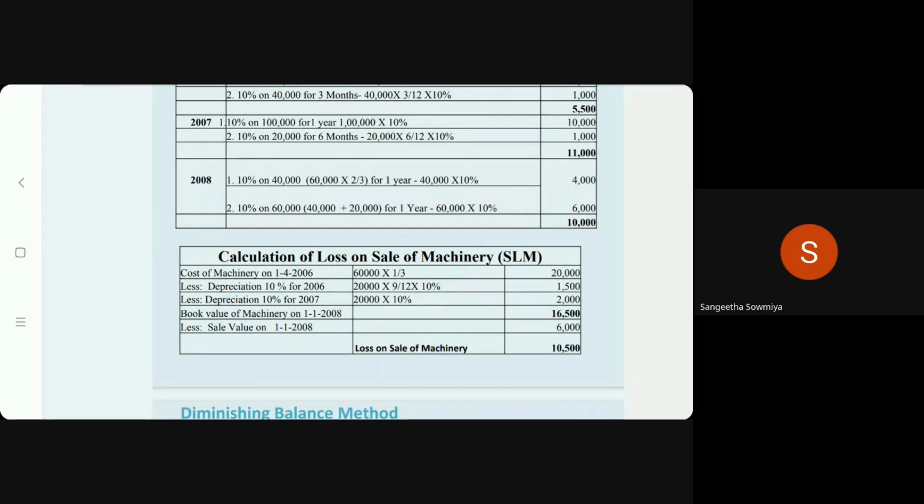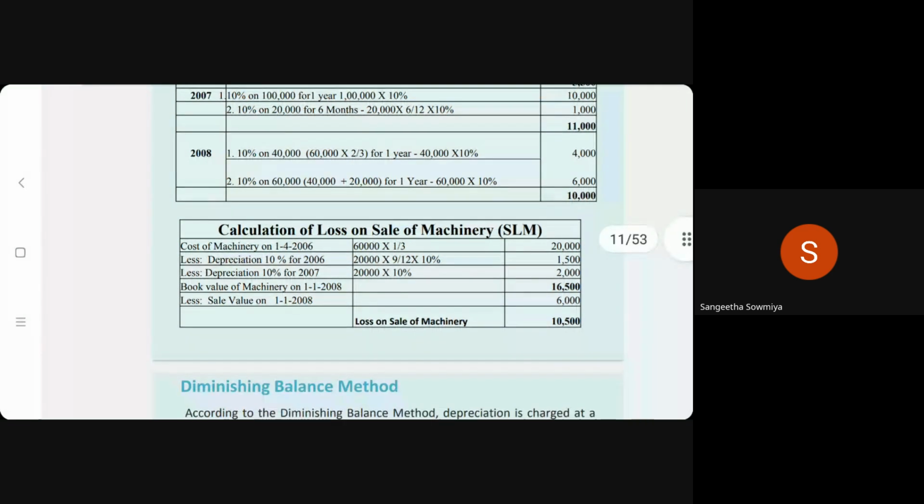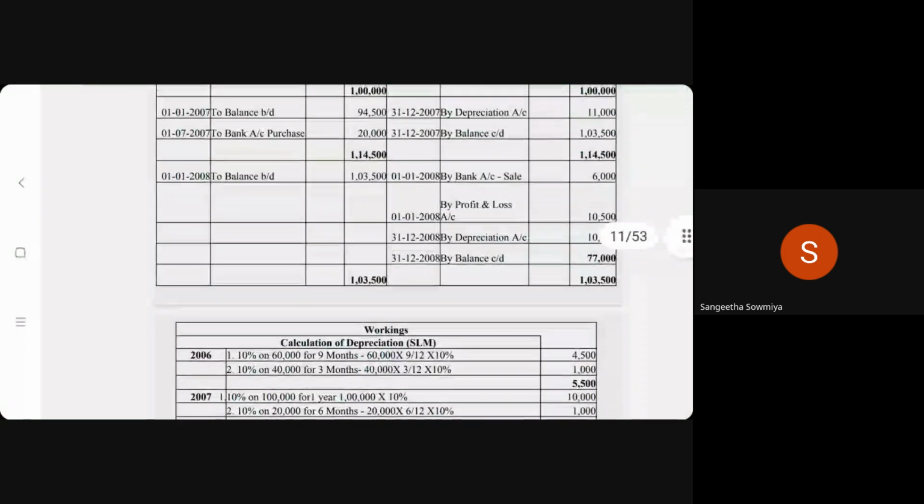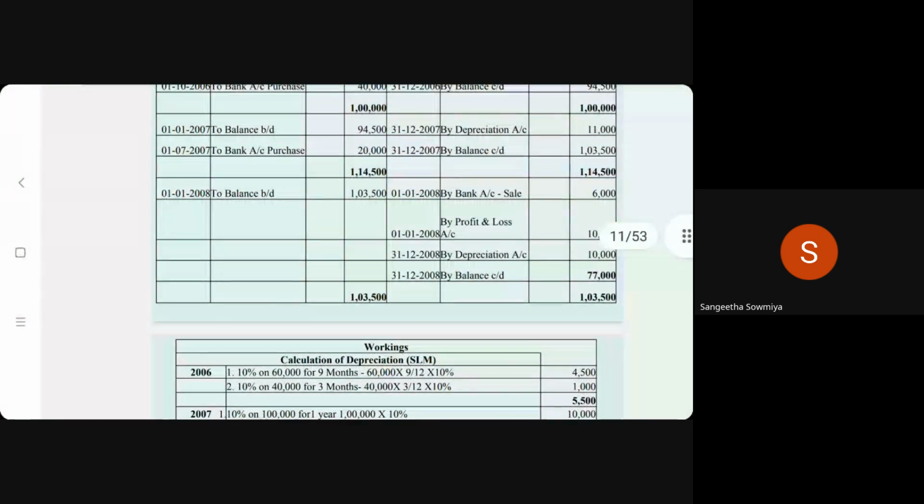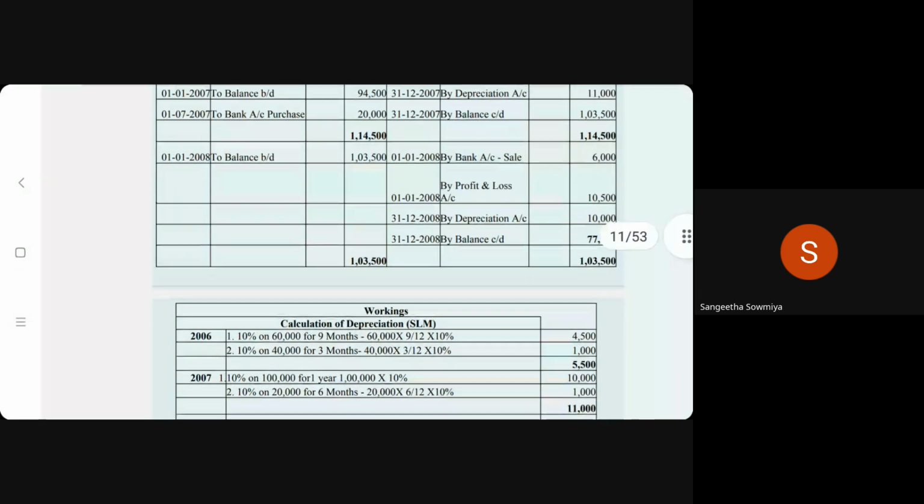Okay, so total depreciation deducted, that is the book value. The book value of the asset is 16,500, worth of machinery you are going to sell only for 6,000 rupees. That means 10,500 is loss on sale of machinery. So loss on sale of machinery you have to write on the credit side of the profit and loss account, that is 10,500, right? So sale of asset is 6,000, loss on sale of asset is 10,500.